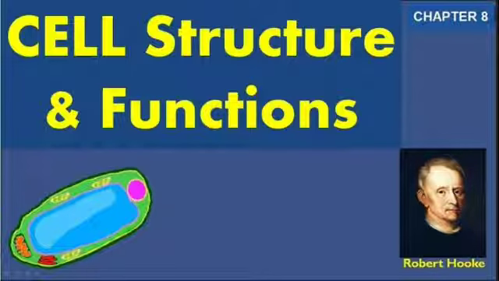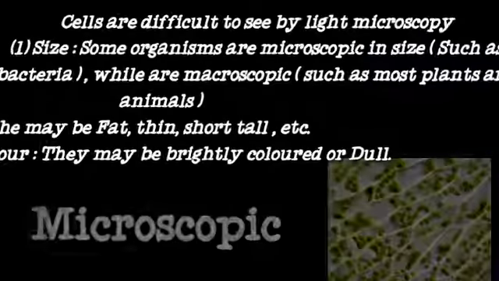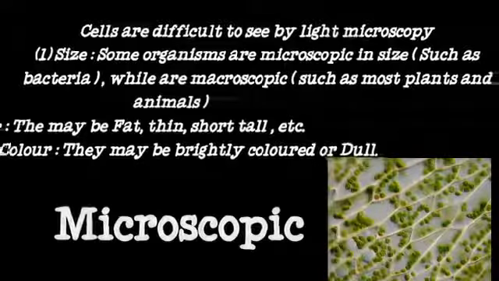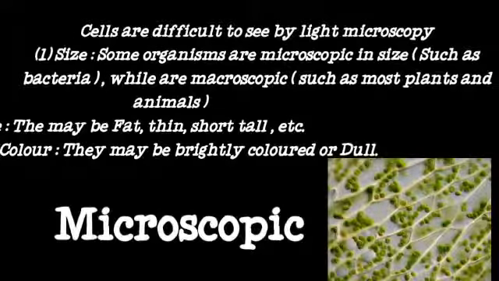Cell structure and functions. Cells are difficult to see by light microscope. Size: some organisms are microscopic in size, such as bacteria, while others are macroscopic, such as most plants and animals. Appearance: they may be fat, thin, short, tall, etc. Color: they may be brightly colored or dull. Habitat: they may be aquatic, terrestrial, aerial, or arboreal.